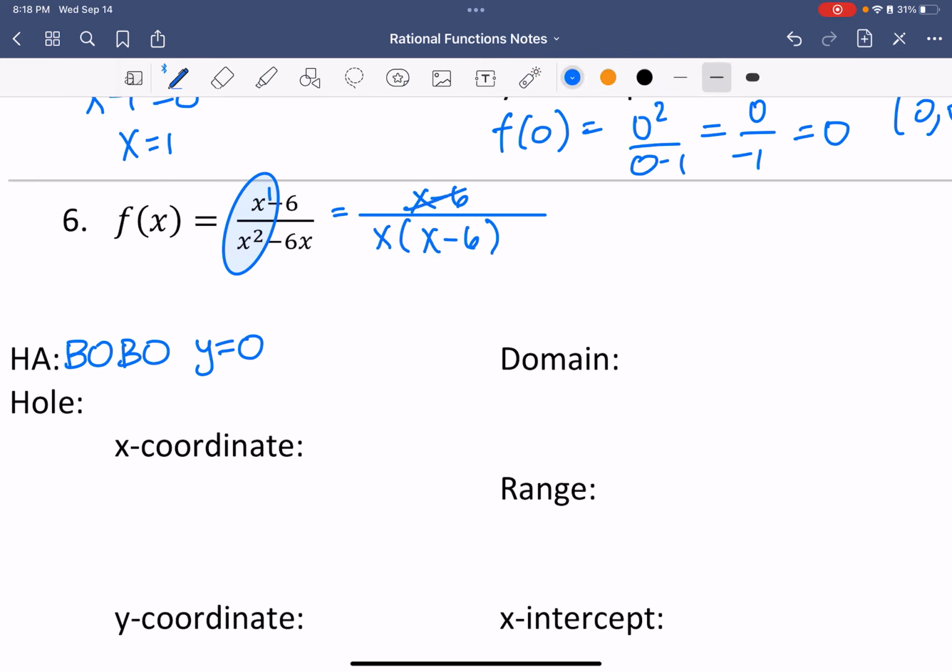Okay, so the x minus 6 cancel on the top and the bottom. Since there's nothing in the top, we're going to put a 1. The denominator is x. Okay, now for the hole, whatever you factor out, you set it equal to 0.